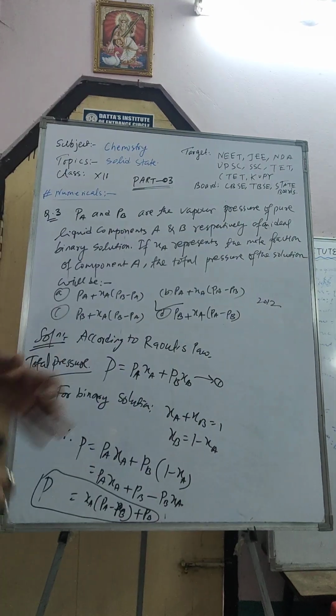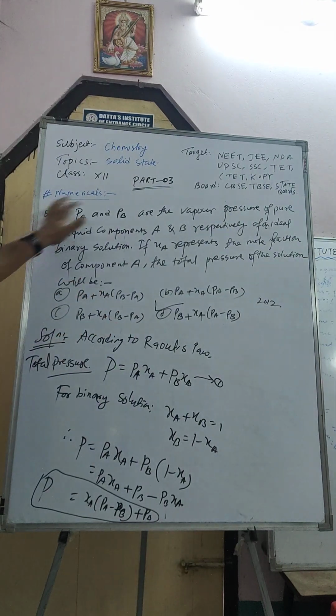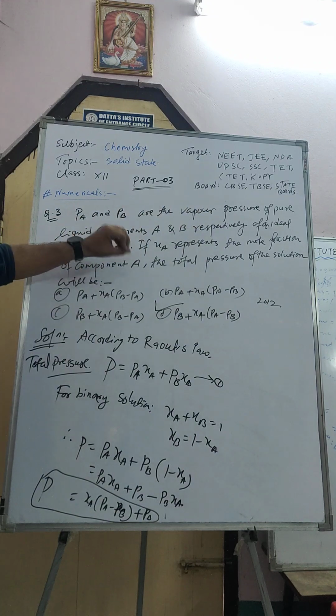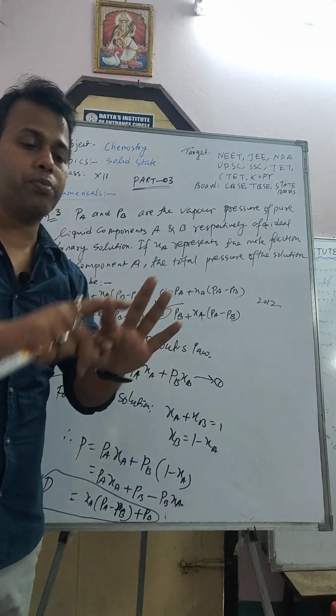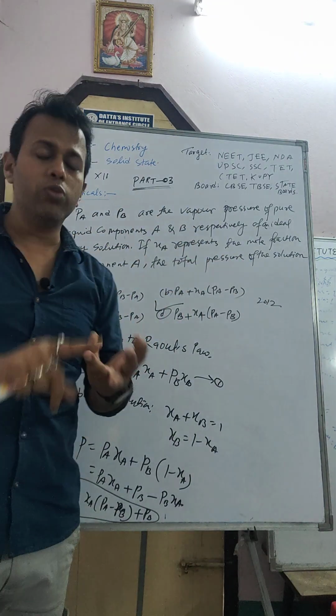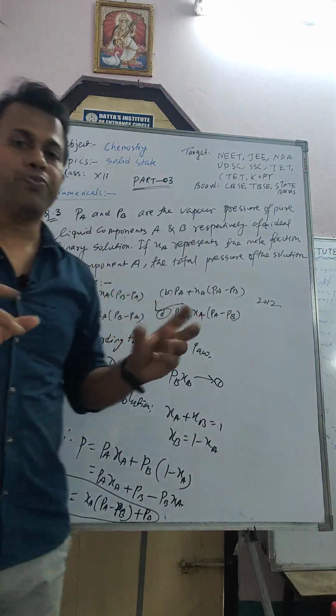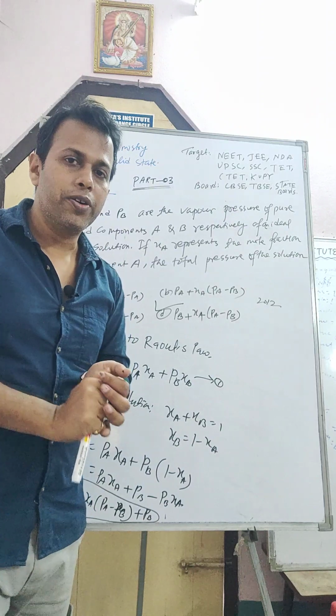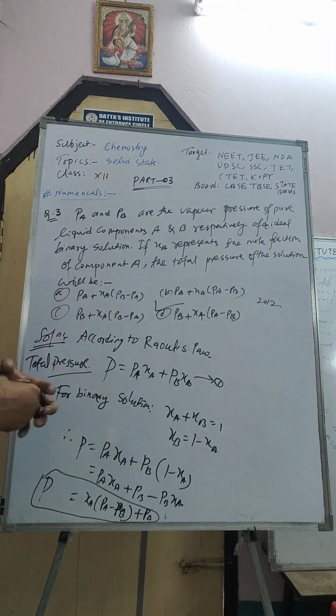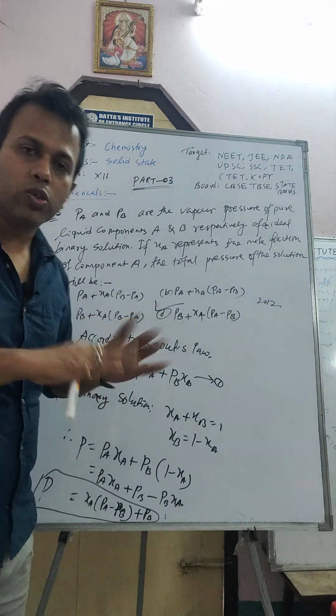Let me explain in short what is given here. PA and PB are the vapor pressures of pure liquid components A and B. A and B are the two components and their pure vapor pressures are PA and PB. XA and XB are the mole fractions of the two components. Then we have to find out the total pressure of the solution.